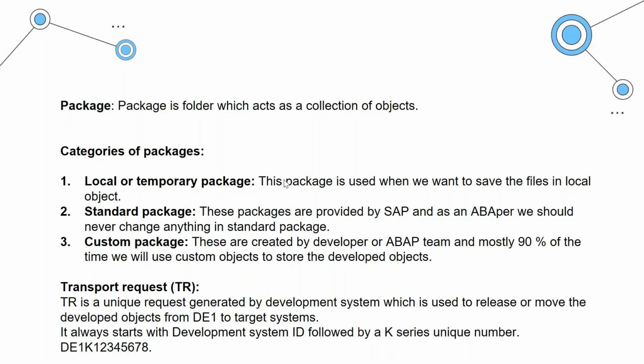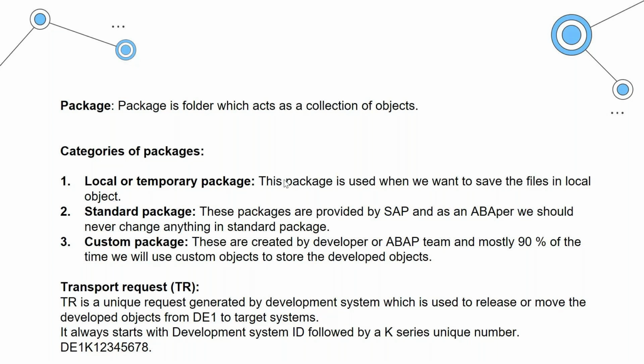Then transport request. A transport request is a unique request that gets automatically created in your development system whenever you want to create any object. The minute you hit create or save in development system, the first thing that SAP is going to ask you is the package. After that, it will ask for a TR.